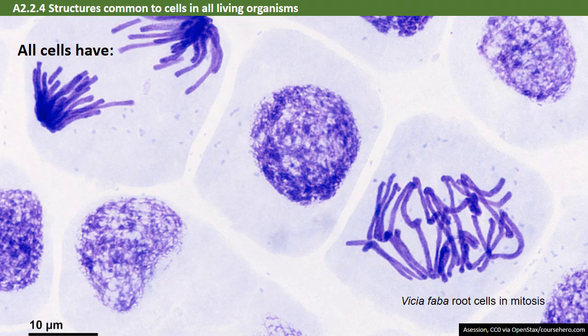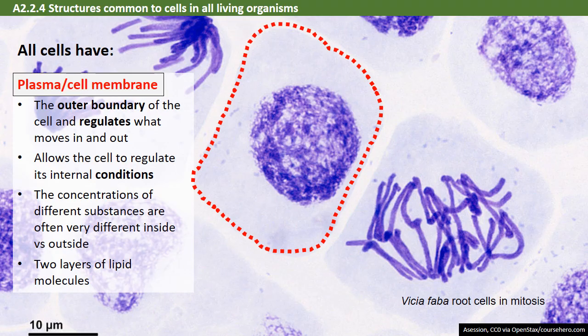Now we move from microscopy to cells. First, what do all cells have? There are three things here. All cells have a plasma membrane or a cell membrane. That's the outer boundary of the cell, and it regulates what moves in and out. It allows the cell to regulate its internal conditions.